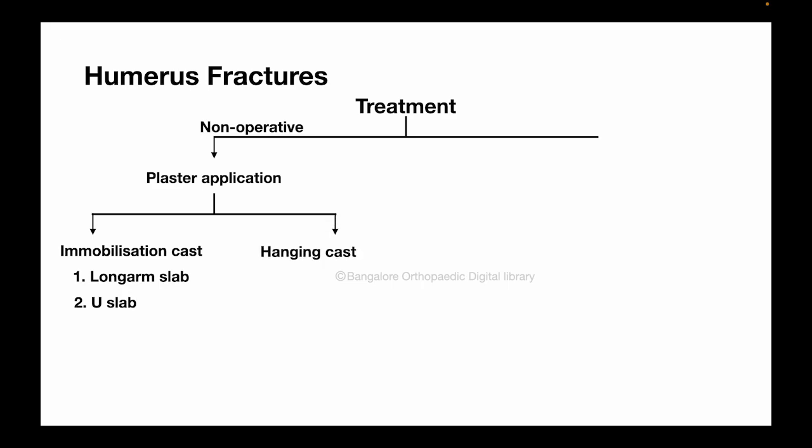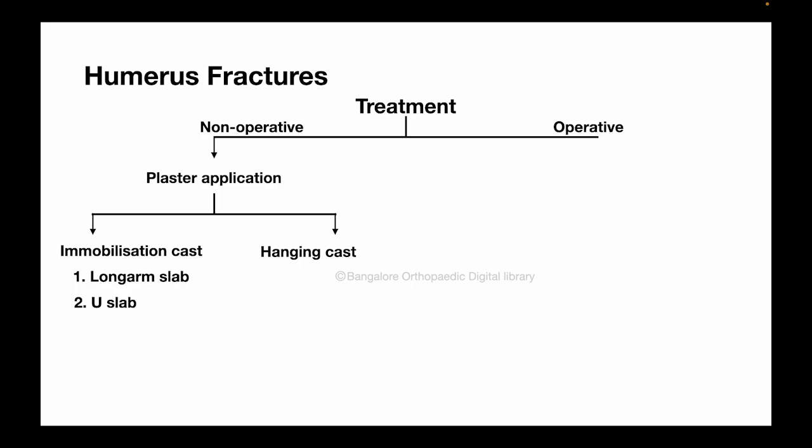It is a technique where the plaster is applied at or just distal to the fracture, such that the weight of the distal arm and the cast together is used to apply traction and align the fracture. To achieve this, the elbow should be left unsupported and hence the name hanging cast. Proximal humerus and shaft humerus fractures are sometimes treated by this method.